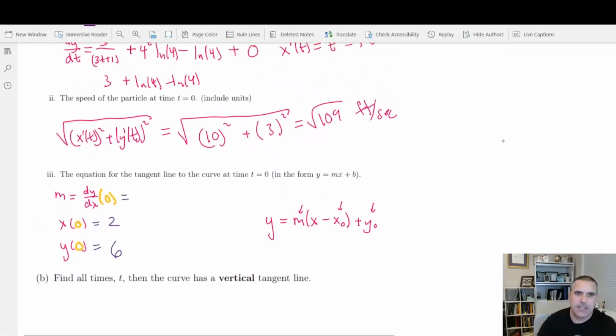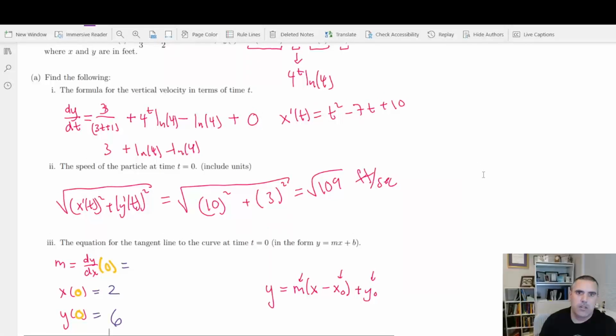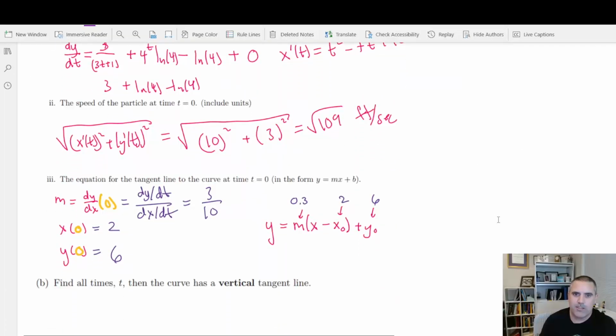And then lastly, I need to know what happens when I plug in 0 to both these. Oh, but I already did. So I need dy/dt over dx/dt. Dy/dt we got was 3, dx/dt was 10, so it's 0.3, or you can just write 3/10. 0.3, 2, 6, done.